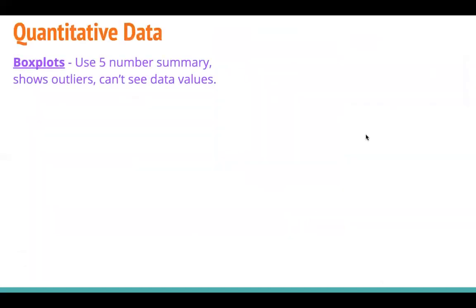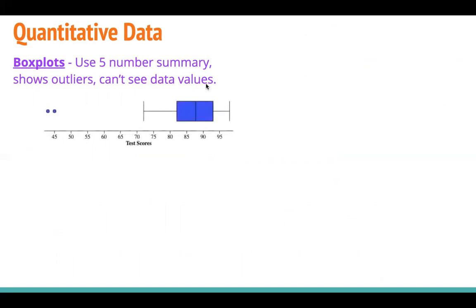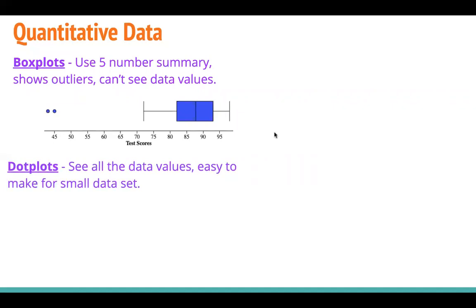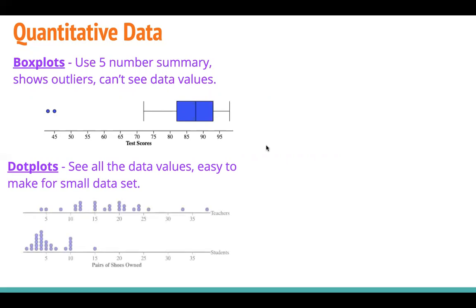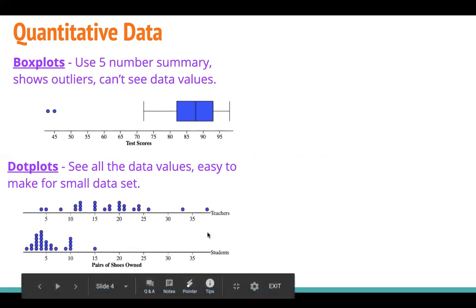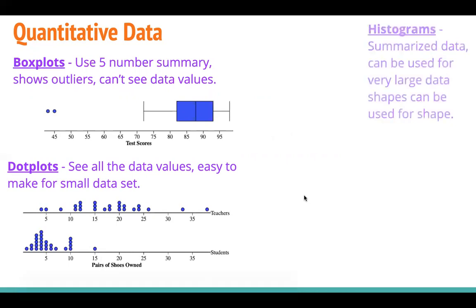For quantitative variables, there are 4 different kinds of plots. Box plots use a 5-number summary and show outliers, but you can't see the data values. So it's kind of summarized here, but it's great for seeing skew and outliers. Dot plots, you can see all the values and they're easy to make by hand for small data sets. And using stapplots are pretty easy also, but I can see shape here and see all of the actual data. Histograms are great for very large data sets. They're great as we get larger and larger data sets to kind of summarize data.